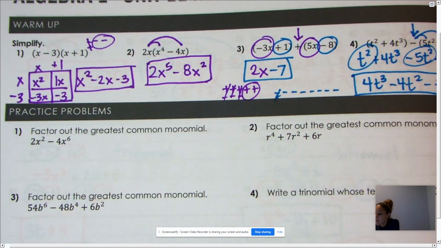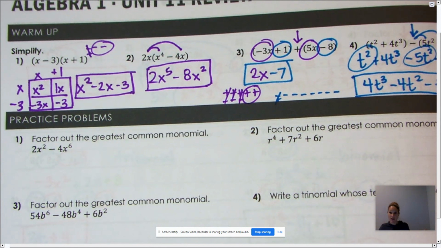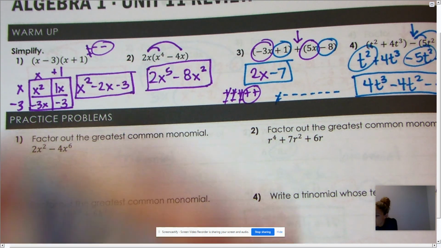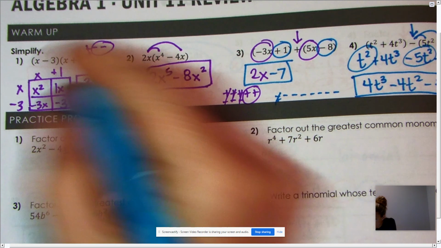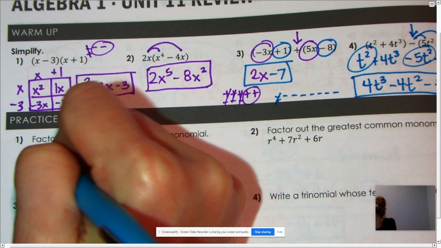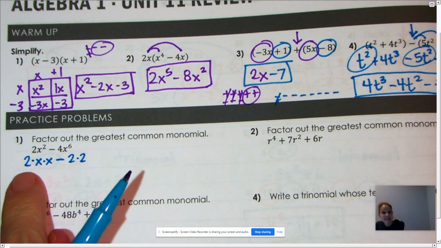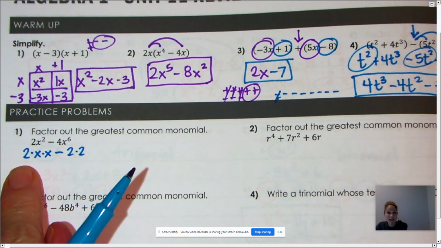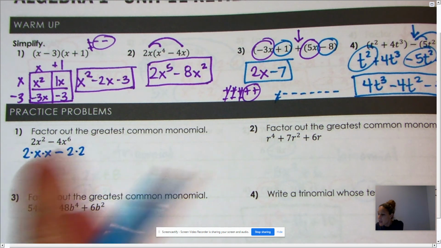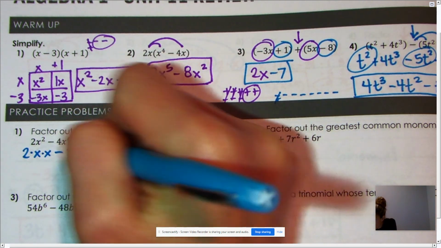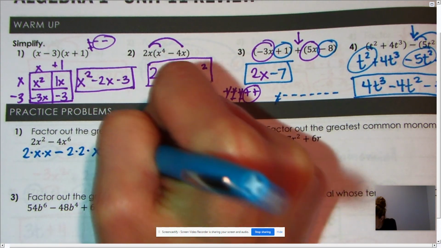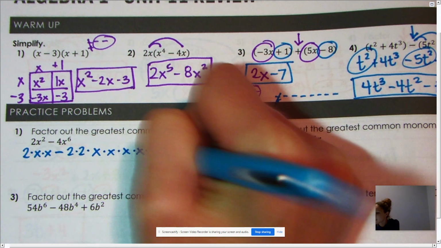And so I'm going to write them as a product of everything that's listed there so that we can see what they have in common. So this first one, I'm going to write the x squared as x times x. The 4, I'm going to write as 2 times 2 because I know that I have a 2 in my first problem, and I know that they have that in common. And then the x to the 6, I'm going to write out 1, 2, 3, 4, 5, 6 x's.